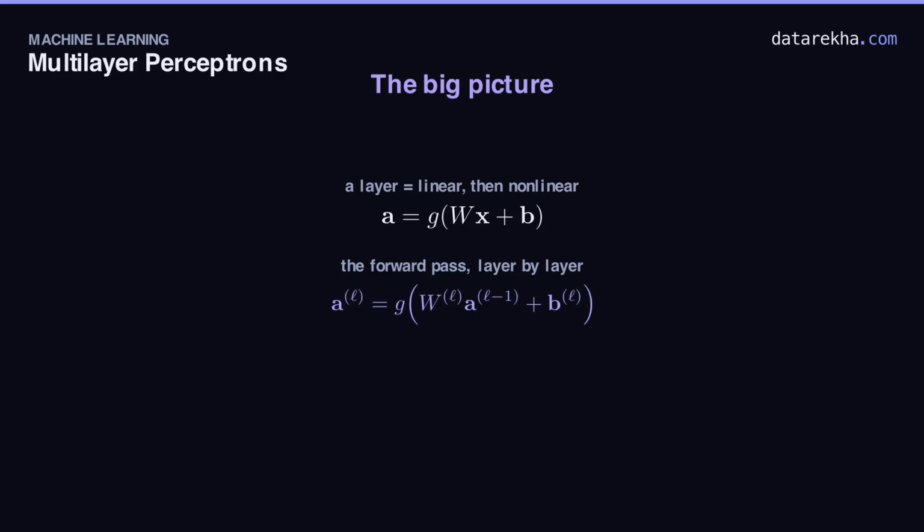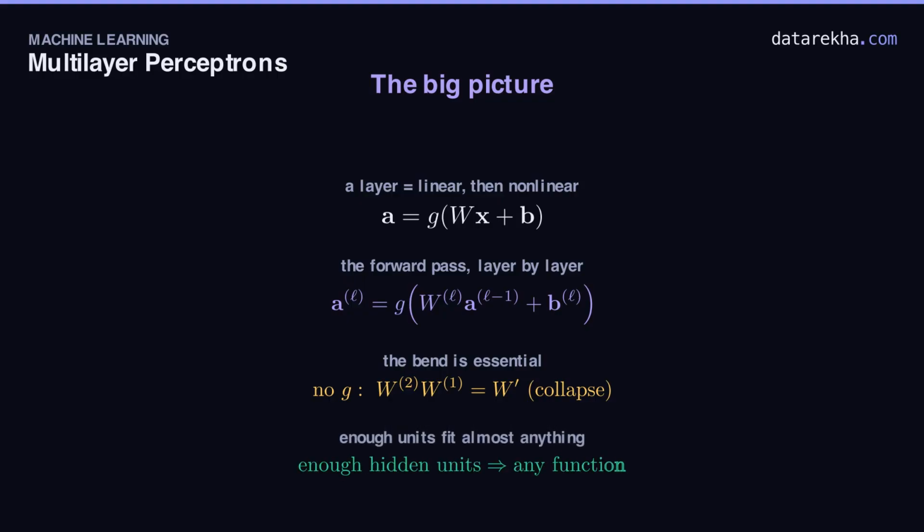The activations at each layer are g of that layer's weights times the previous activations, plus its bias. Run it left to right. That's the forward pass. The nonlinearity is the whole game. Drop it, and every layer folds into a single matrix W prime, a plain linear model that can't even do XOR. Keep it, add enough hidden units, and the network can bend itself to fit almost any function at all.